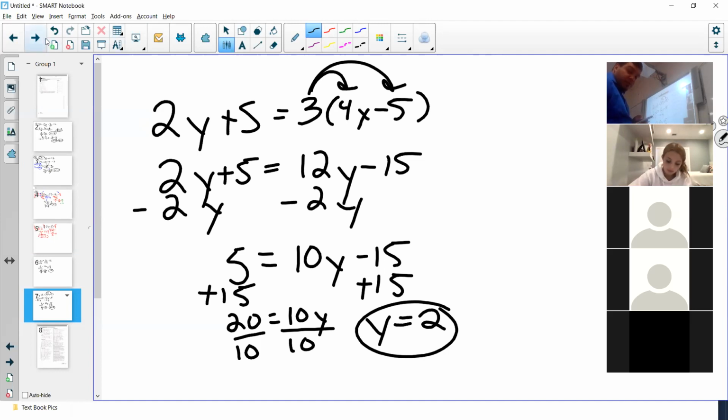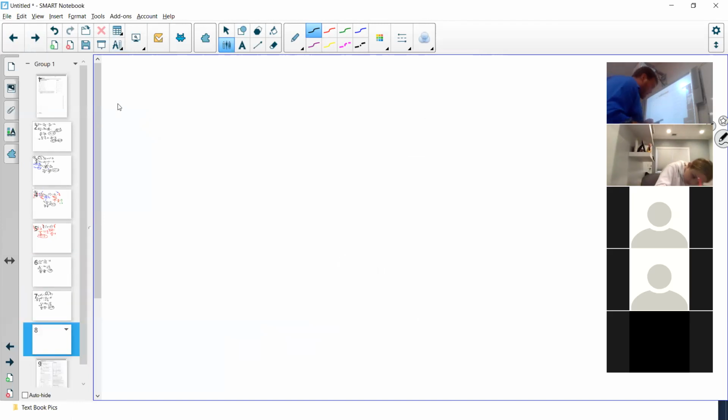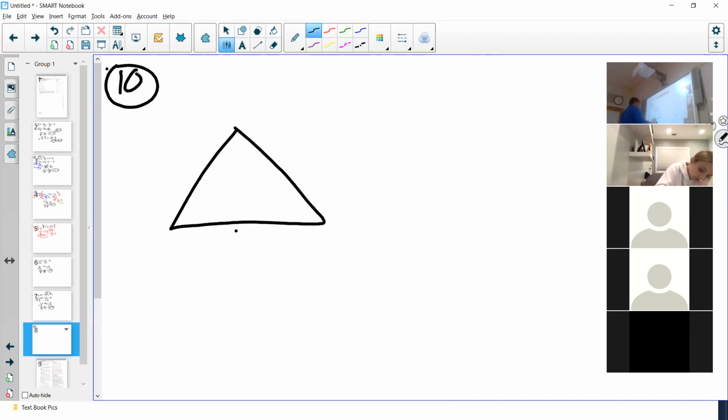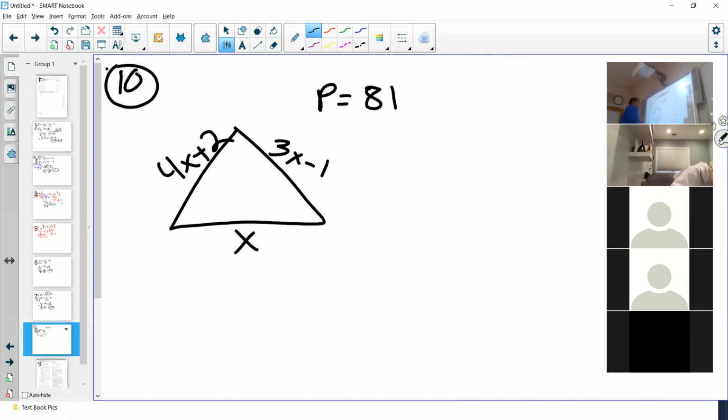Okay, I'm going to question number 10. All right, number 10, I'm going to read it out loud as you read it silently. The measure of the 3 sides of a triangle can be represented with this algebraic expression. One of them is x, one of them is 3x minus 1, and one of them is 4x plus 2. The perimeter of the triangle, P equals 81.